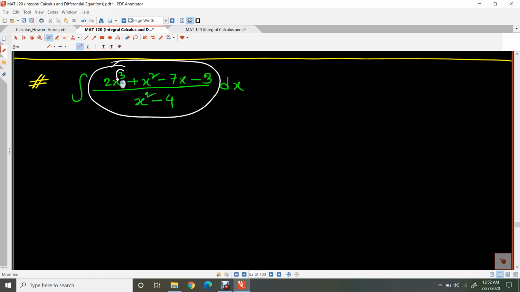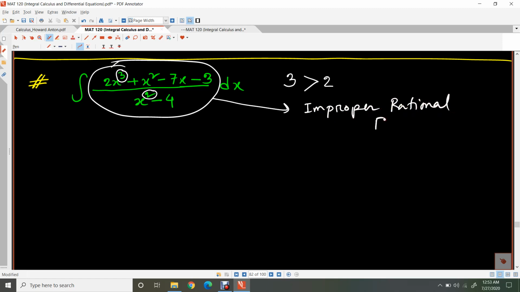How we can understand this one? In upper part we have degree 3. That means from numerator we are getting degree 3, but in denominator we have degree 2. So degree of numerator is greater than the degree of denominator. So obviously this function is called improper rational function. Now if we try to integrate this improper rational function, you can understand that it is not so easy.